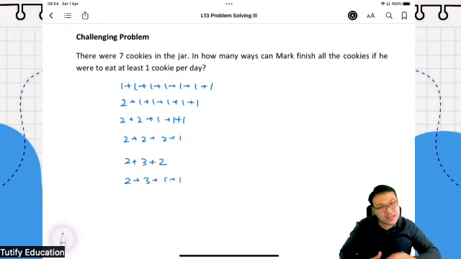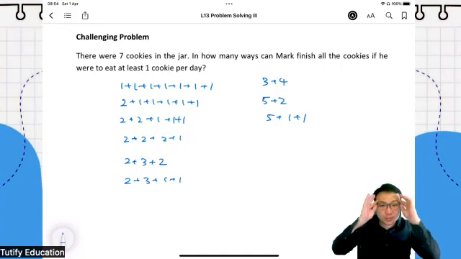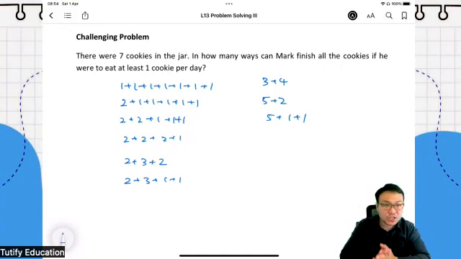This is going to take forever. You can even eat like that, or like that. I don't know how you want to eat your cookies, but there can be so many ways to finish your 7 cookies.